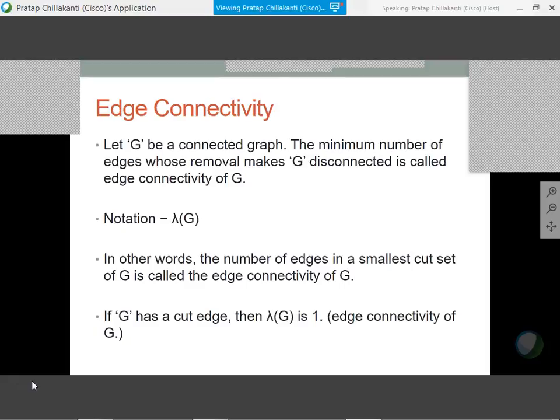So what is edge connectivity? If you have a graph, the minimum number of edges whose removal makes G disconnected is called edge connectivity. How many edges can you remove to make the graph disconnected? That is the edge connectivity. So the number of edges in the smallest cut set of G is called the edge connectivity of G. Interesting, right?